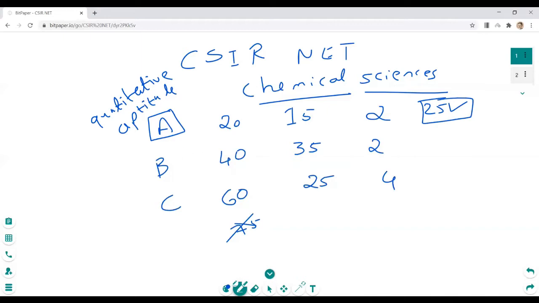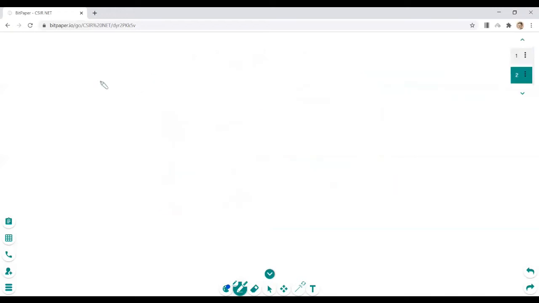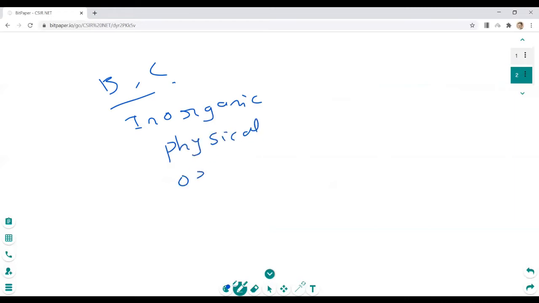And part B is 2 mark questions. This is about chemistry. It's all about chemistry. In parts B and C, there will be a slight subdivision, like inorganic, physical, and organic. Let me tell you one small trick here.